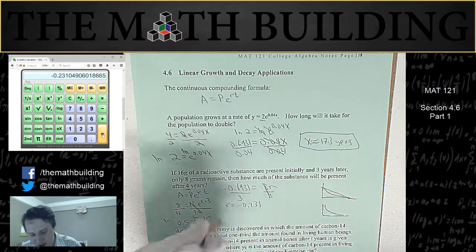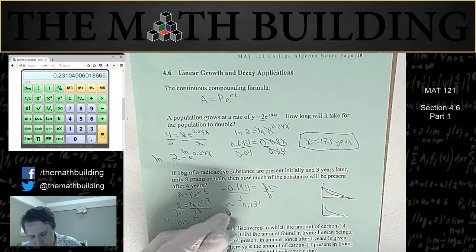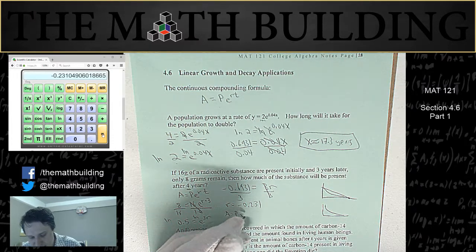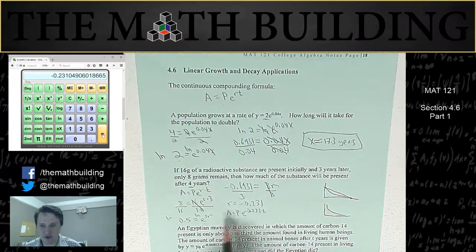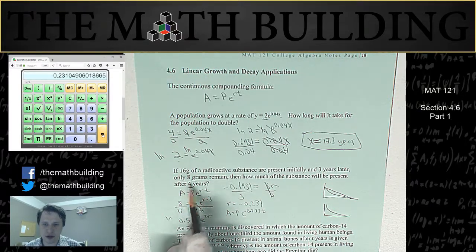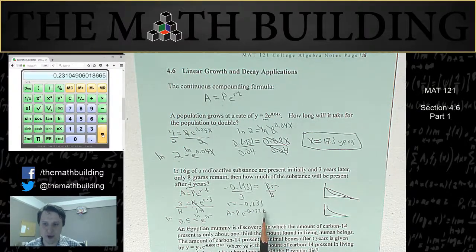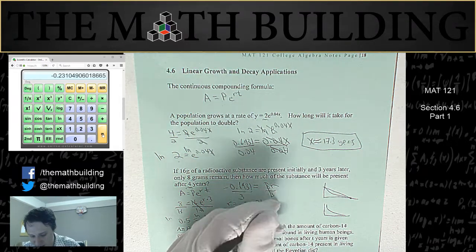So our updated formula is A equals P e to the negative 0.231 t. So here's our updated formula. Now they want to know how much is left after 4 years. So all we need to do is plug in a 4 right there.